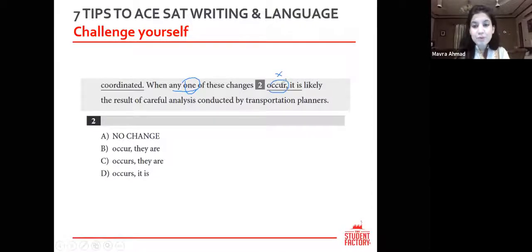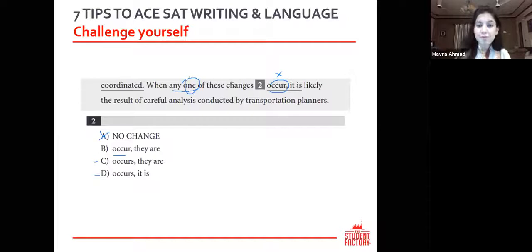So instead of this plural verb occur, we need to change it to a singular verb, and verbs जो हैं वो singular तब होती हैं जब हम उनके साथ s add कर देते हैं. So the right choice is definitely going to be either C or D, क्योंकि दोनों में occurs use हुआ है. When any one of these changes occurs, it is likely the result of careful analysis conducted by transportation planners. अच्छा, अब हमारे पास जो right option है वो या तो A तो हो नहीं सकती है because this is wrong. B occur, उसमें exactly वही verb use हुआ है, so it's not showing subject verb agreement.